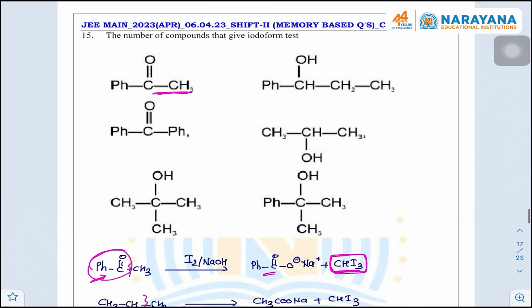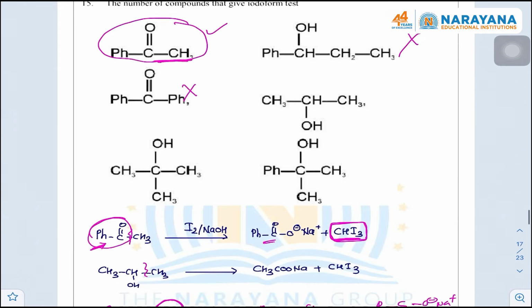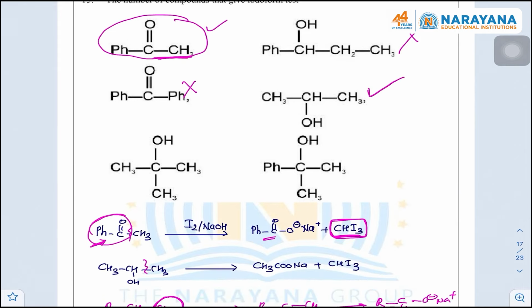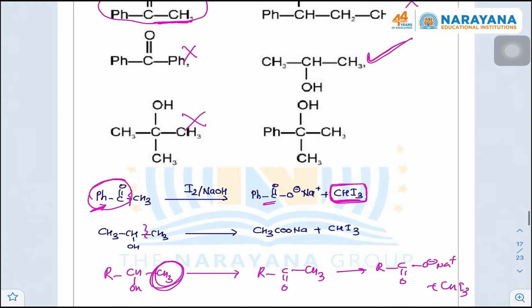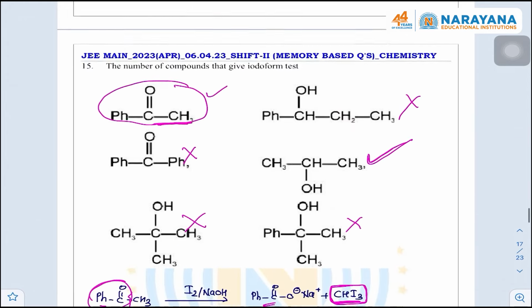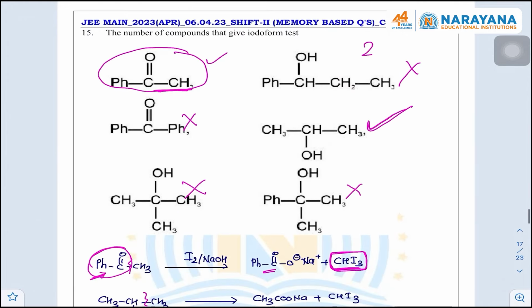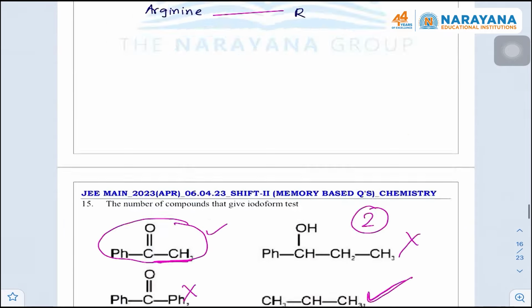So we can see that this methyl ketone will give the positive iodoform test. This cannot give, there is no methyl group. This is a secondary alcohol with a methyl group here. A tertiary alcohol cannot be oxidized, so it cannot give the iodoform test. So here 2 is the correct answer.